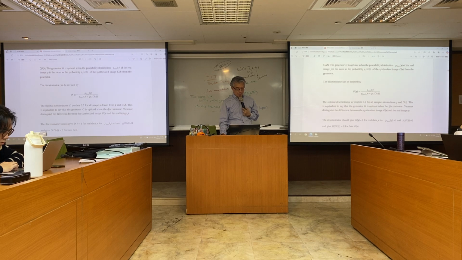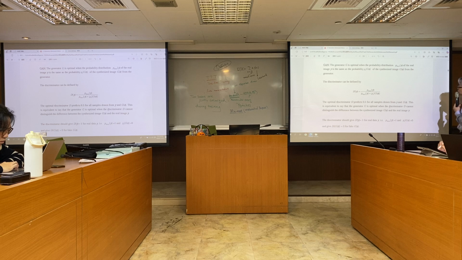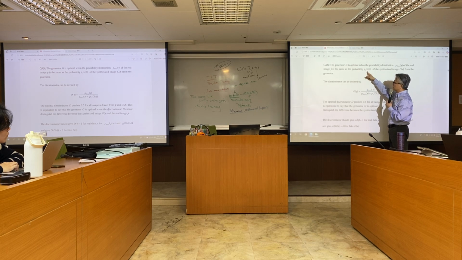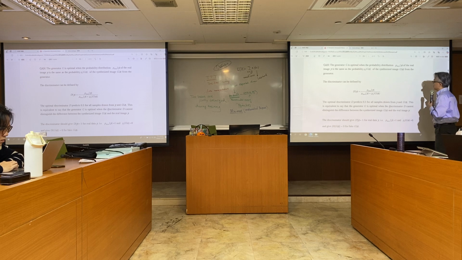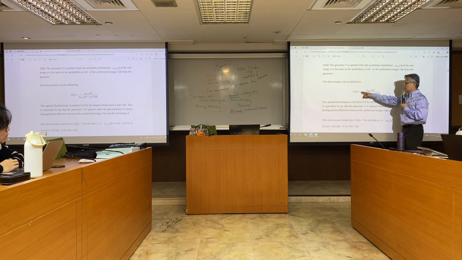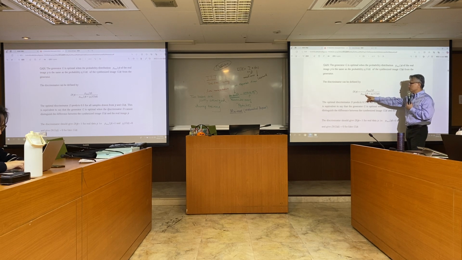So again, the generator G is optimal when the probability distribution function of the real image is the same as the probability distribution of the generated z's. One is the x, the real image, and the other is the z of the synthesized image, g of z from the generator. So the discriminator can be obtained. This is the discriminator of y. This is the probability of the original data, and this is the probability distribution of the generator function.